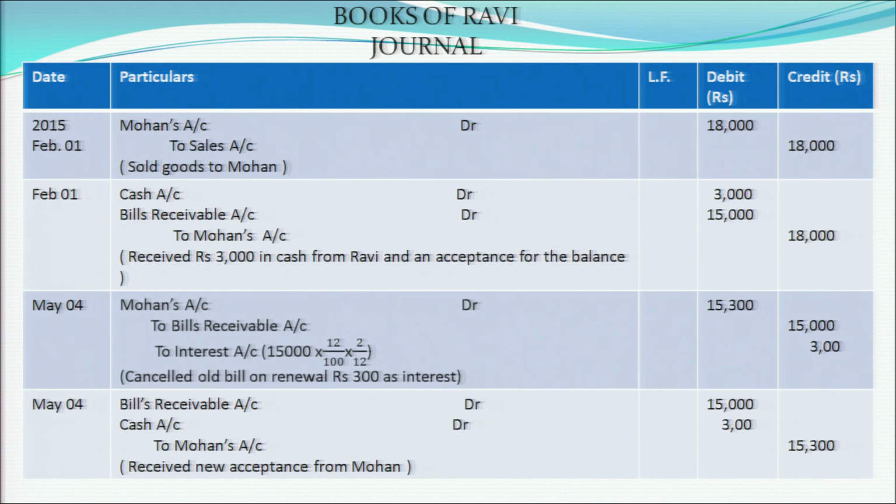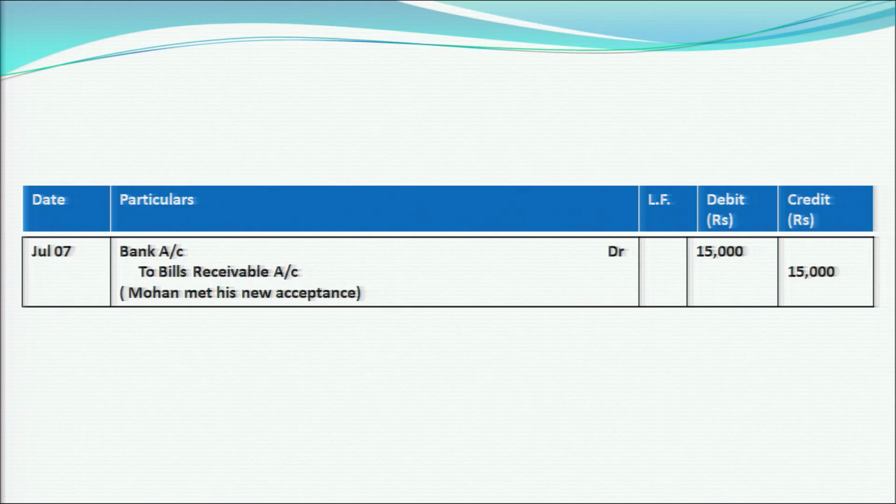But after 2 months, how much is he going to pay? Bill receivable account debit, cash account debit to Mohan's account. And at the time of maturity, how much? Bank account debit to bill receivable, because he has already paid the interest. So the bill amount is 15,000 now. So bank account debit to bill receivable account. This is in the books of the seller.